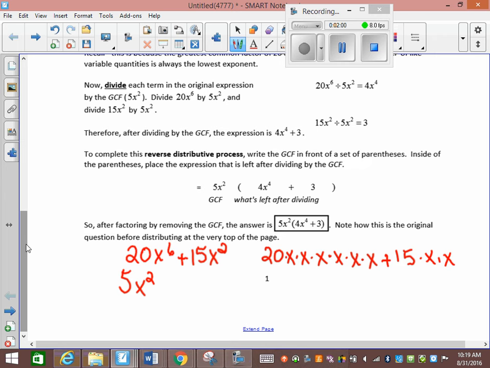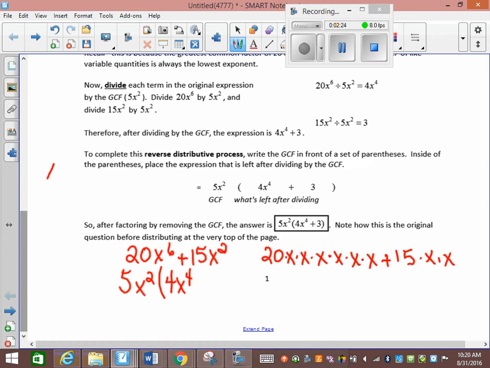So I have a 5x squared in front, and now I say 20 divided by 5 is 4. X to the 6 divided by x squared. When you have a common base with exponents, you subtract the exponents, right? So that's why we get x to the 4 and not x to the 3. You don't divide exponents when you have the same base. So x to the 6 divided by x to the 2 is x to the 4. People get it mixed up.